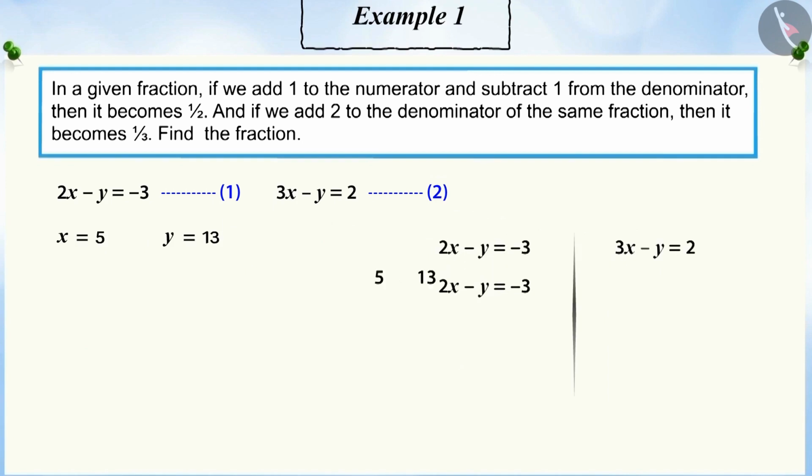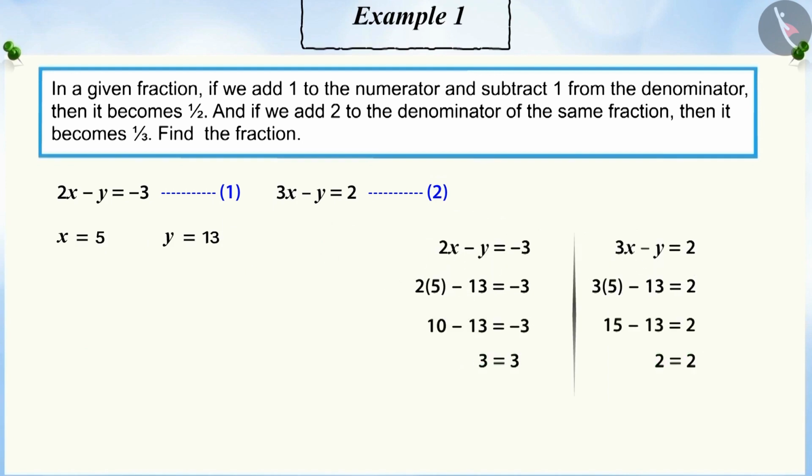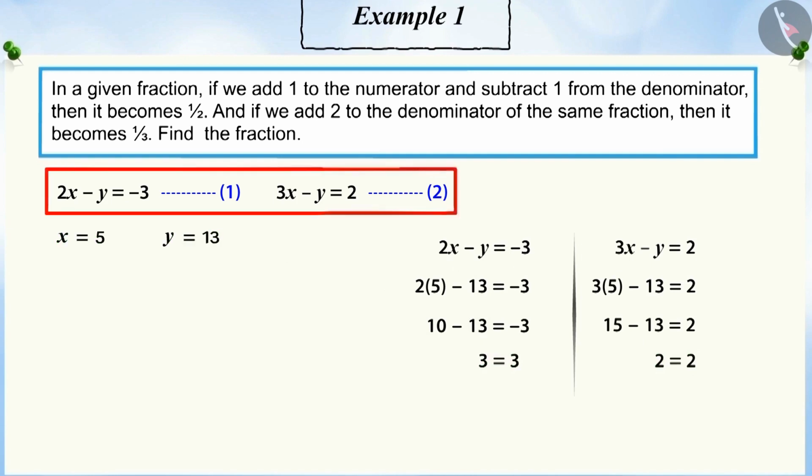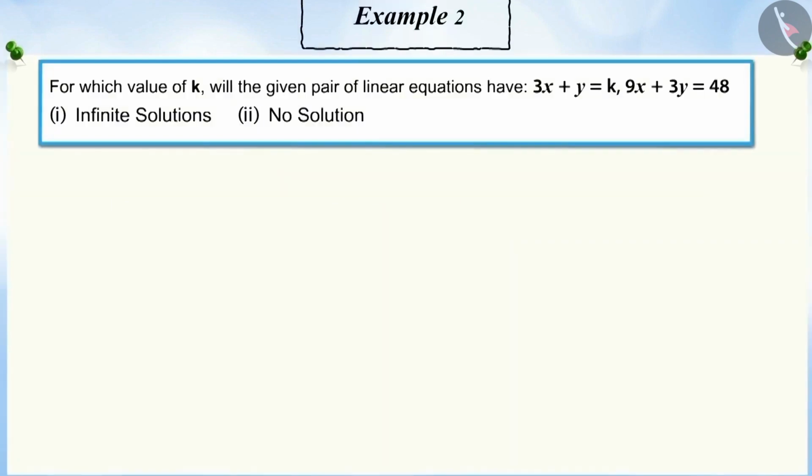Substituting these values of x and y in equation 1 and solving it, it can be verified that x is equal to 5 and y is equal to 13 is the unique solution of the given pair of linear equations.